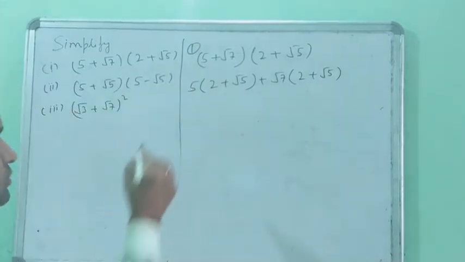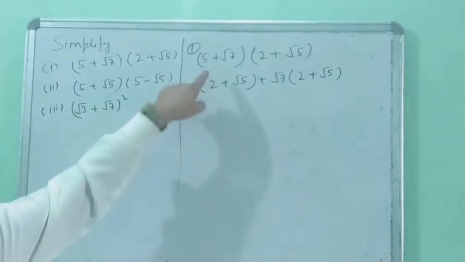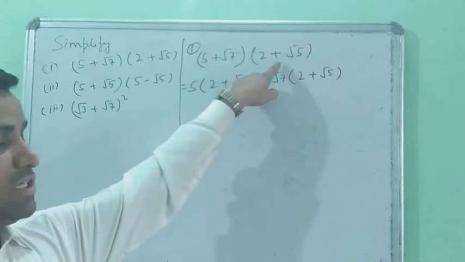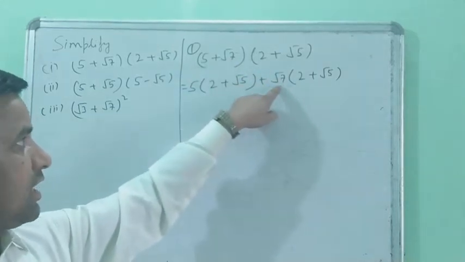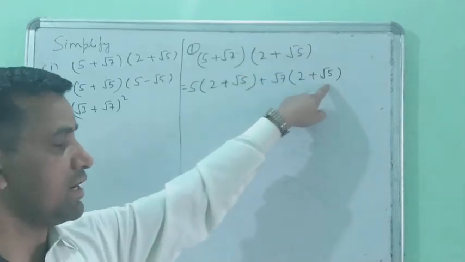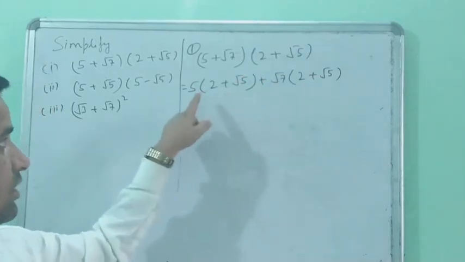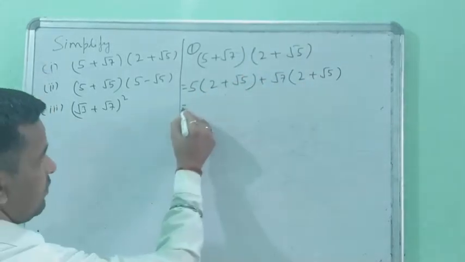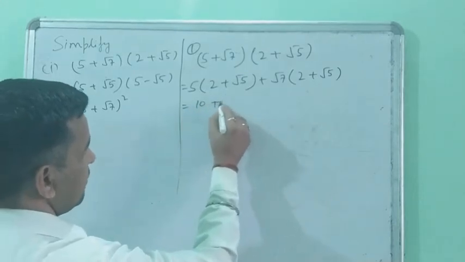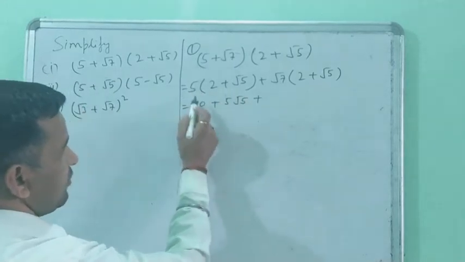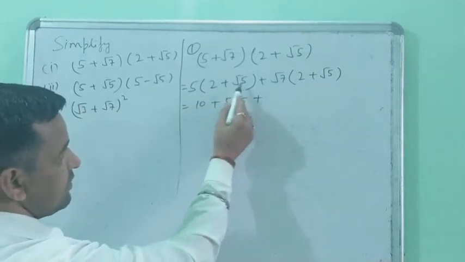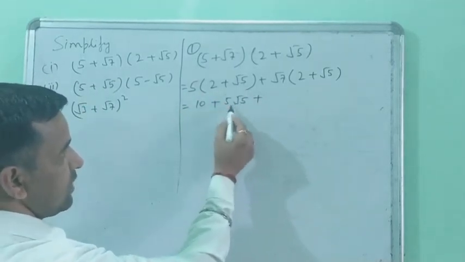First of all, how to solve this question? First, multiply by 5 in this number, and then plus root 7 you write here, and then 2 plus root 5 you write here. Then you multiply inside. 5 into 2 is 10. What comes? 5 into 2 is 10, plus 5 root 5. 5 into root 5 is 5 root 5.